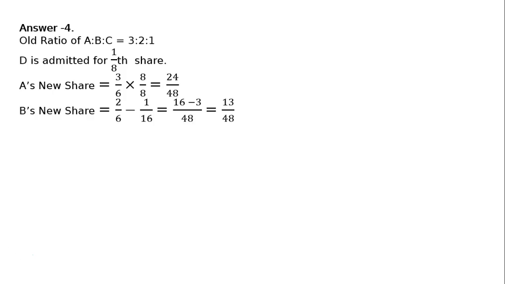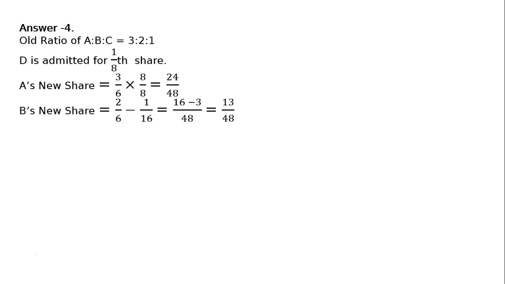B's new share. B has old share of 2/6. Out of that he gave 1/16 to D. Hence the remaining share of B is equal to LCM 48, 16 minus 3, that is equal to 13/48.